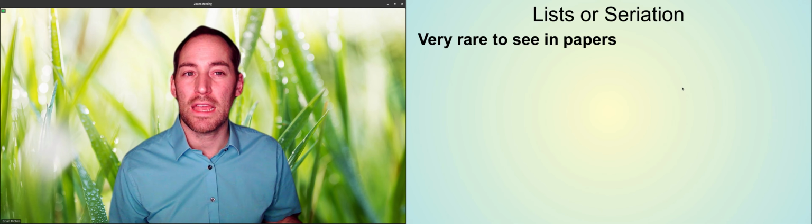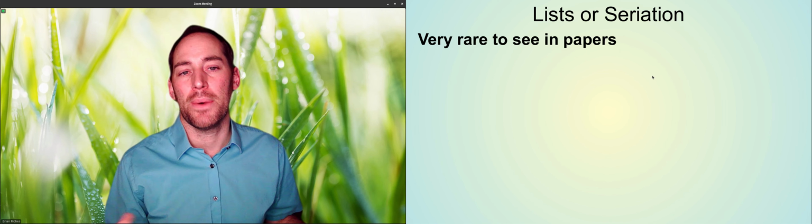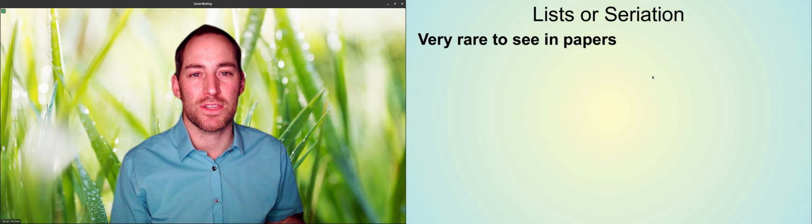All right, so lists or seriation in your papers, that's pretty rare to see. You might see it in an actual research paper where they're kind of listing something that they used in a methods section, or listing the kinds of papers they read for doing a meta-analysis. So you can see them, but it's pretty rare, so I doubt any of my students will actually have any kind of lists in your papers.